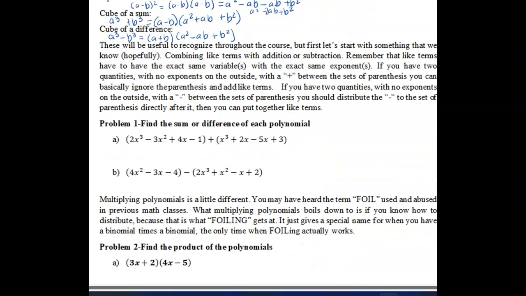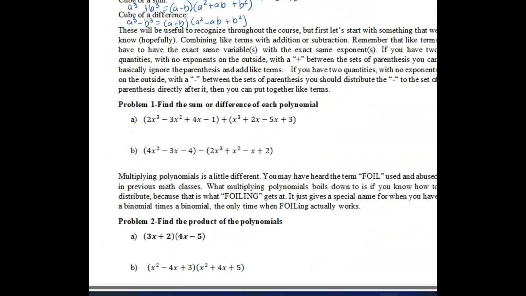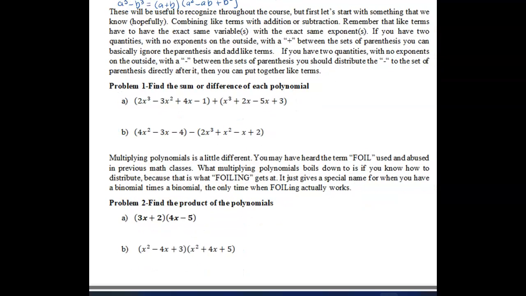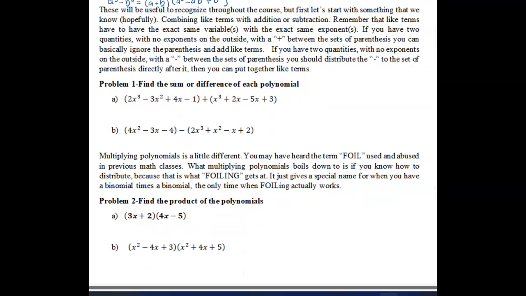Alright, so these are going to be useful to recognize throughout this course and the next. But first, let's look at something that we hopefully know, which is combining like terms with addition or subtraction. And we have to remember that they have to have the exact same variables with the exact same exponents. If our two quantities with no exponents are on the outside of the plus, in between that set of parentheses, you can basically ignore the parentheses and just add like terms. And if you have two quantities with no exponents on the outside with a negative sign between the two sets of parentheses, you should distribute that negative first.